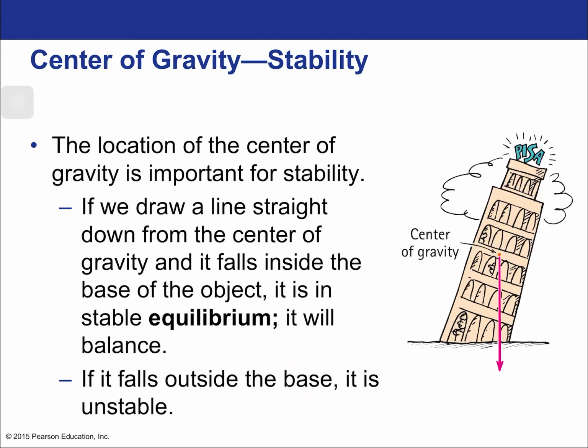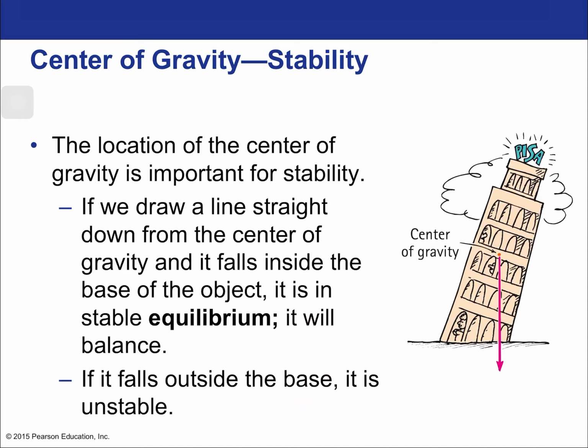Furthermore, center of gravity has a nice connection to the idea of stability. The location of the center of gravity is important for stability. If we draw a line straight down from the center of gravity and it falls inside the base of an object, that object then is in stable equilibrium. It will balance. If it falls outside the base, it is unstable and it will accelerate and rotate, okay? Because there's nothing to stop it from rotating.